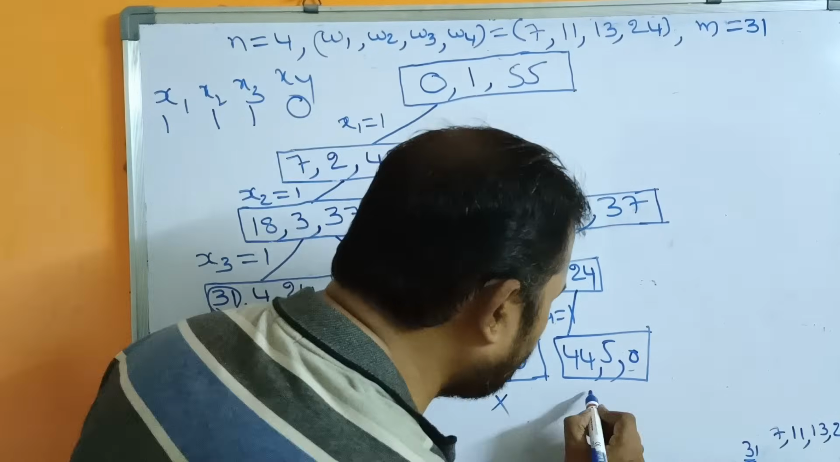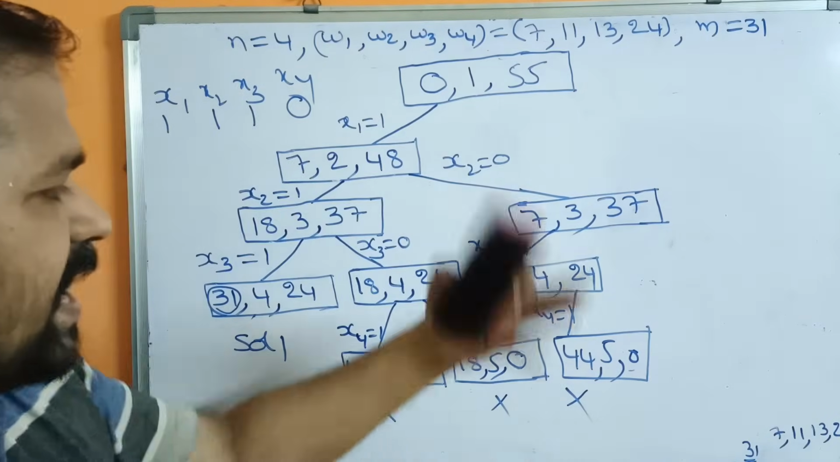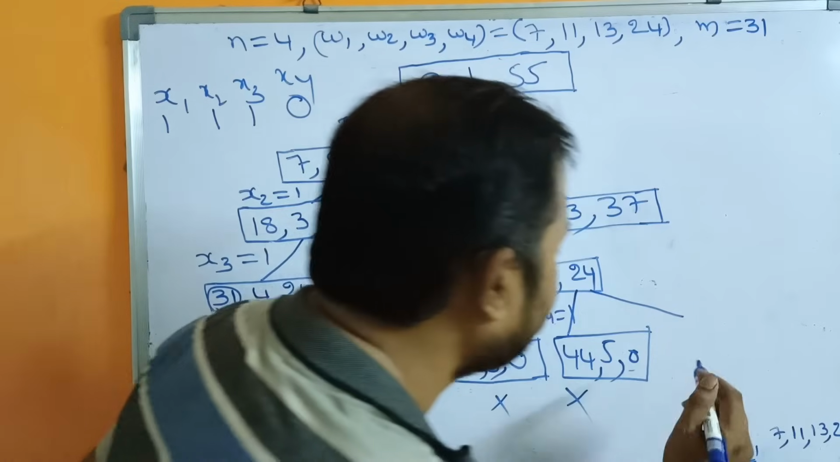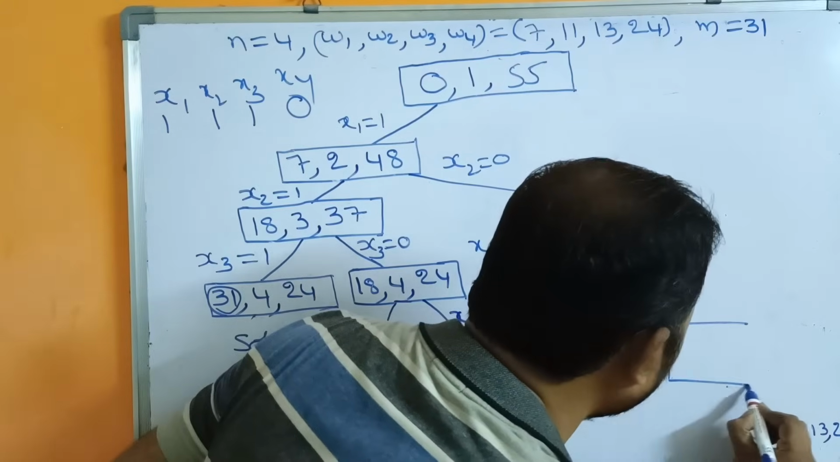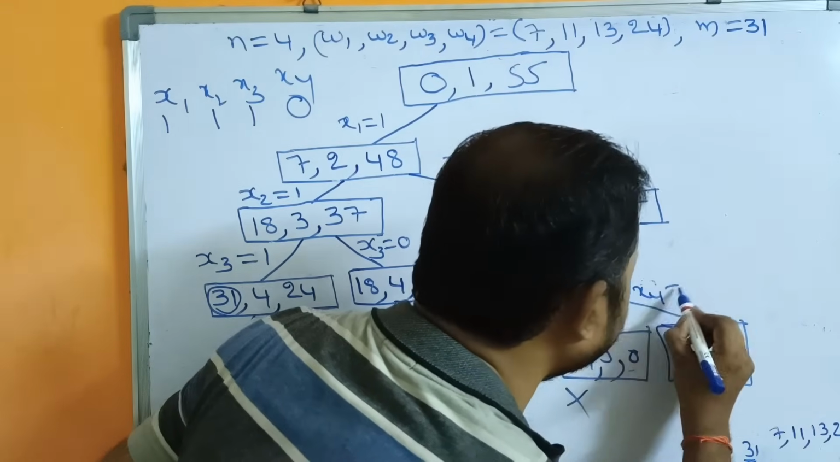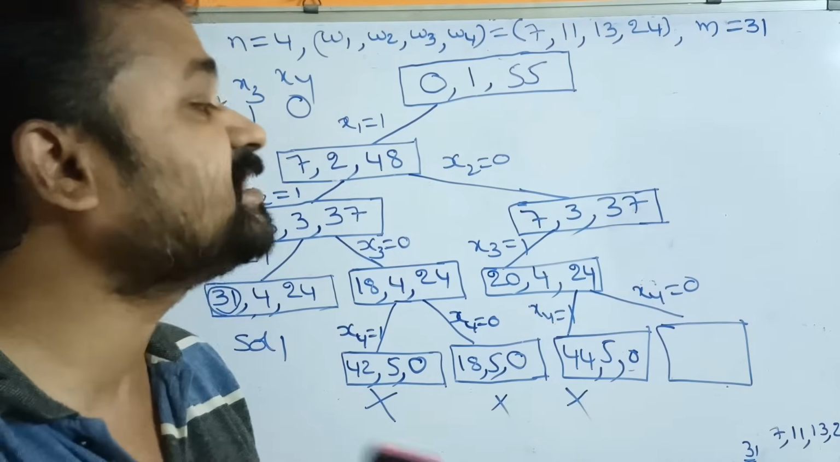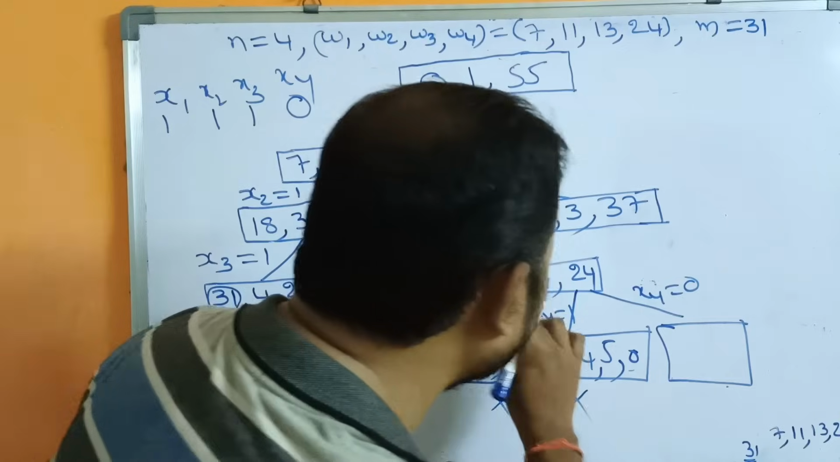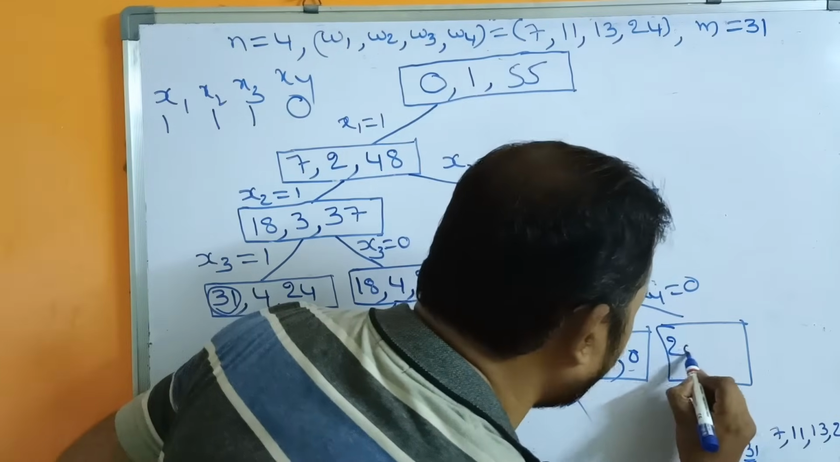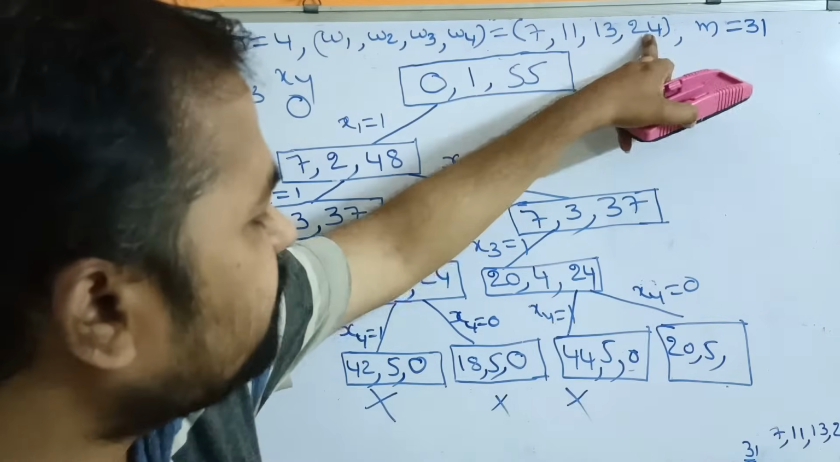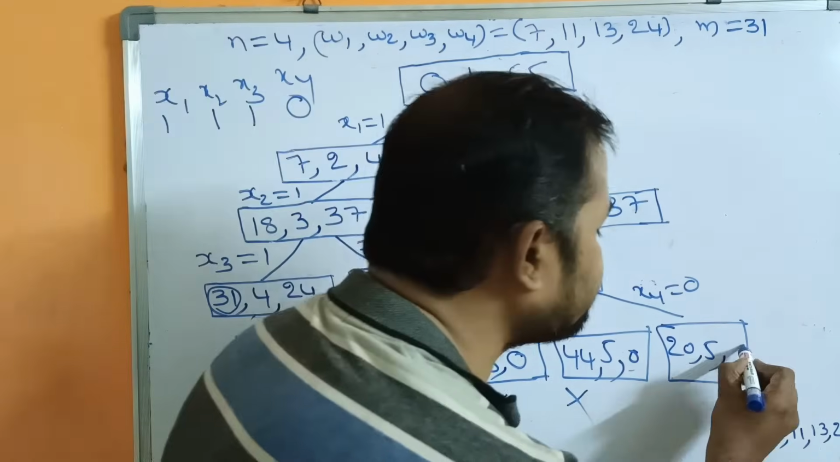So there is no other node to go. So kill this node and we have to perform the backtracking. So let us work with another combination. So x4 is equal to 1 is over. Next x4 is equal to 0. x4 is equal to 0 means we are not considering the fourth object. So we have to write this sum as it is. So 20 comma 5 comma 24. What is fourth object weight? 24 minus 24 means 0.